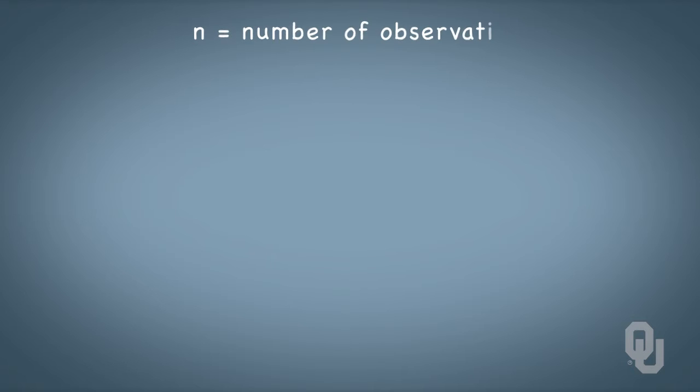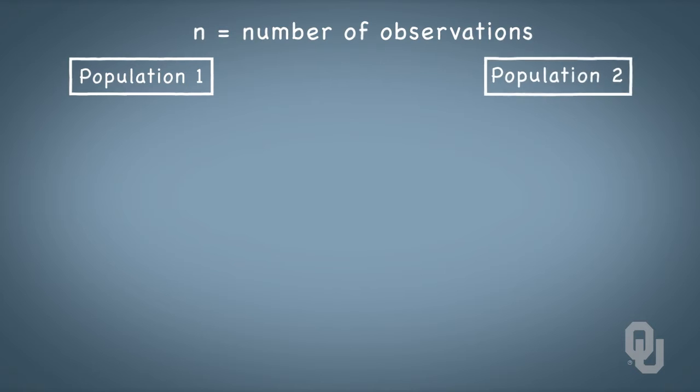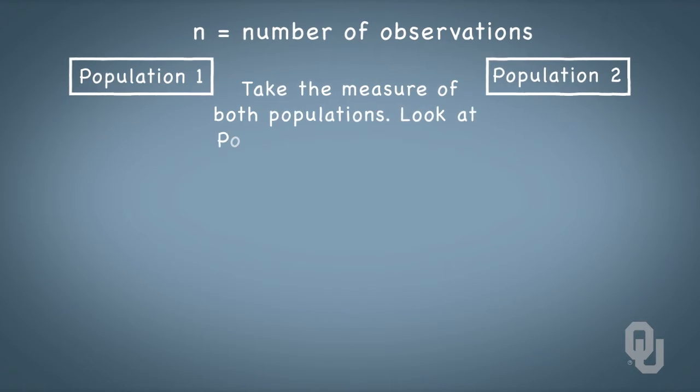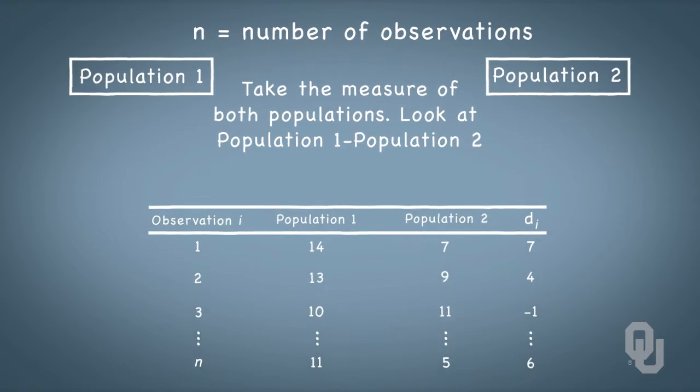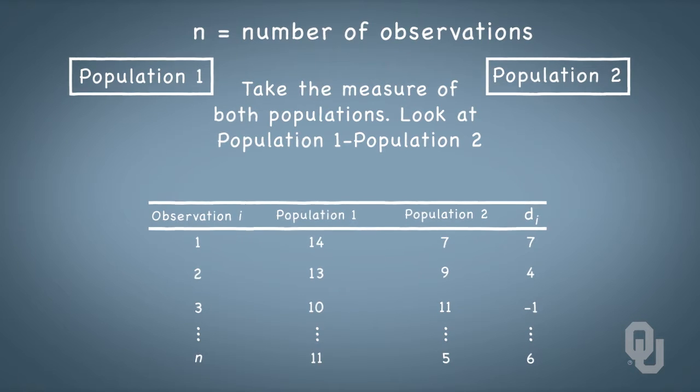Let's take a look at an example. Say we have a number of observations n, and each of those n observations belong to both population 1 and population 2. For each observation, we take the population 1 measure and subtract from it the population 2 measure. In our example, for observation 1, the measure taken from population 1 is 14, and from population 2 is 7. So the difference is 7. For the second observation, the difference between population 1 and population 2 is 13 minus 9, or 4. We find this difference d sub i for all n observations.